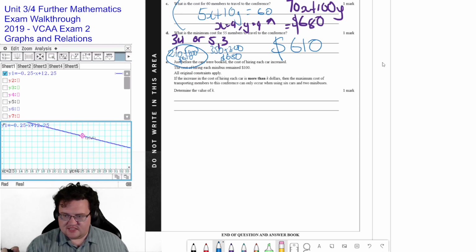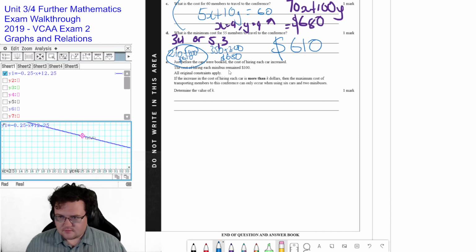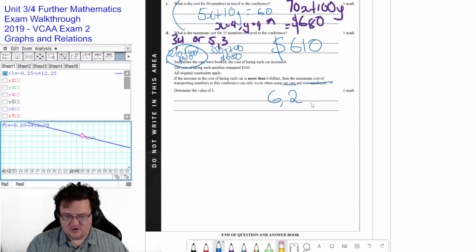What they want to do is change the cost equation by K. And then what they want to do is figure out 6 cars and 2 minibuses. 6, 2. So that's going to be an important point that you need to use.